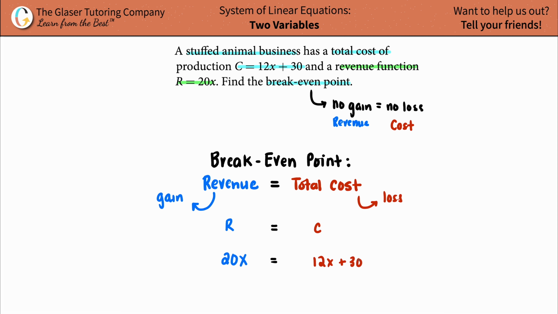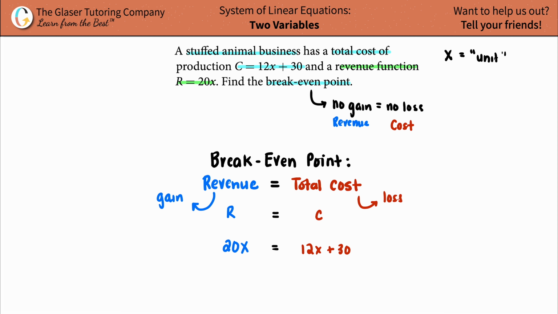And you might be saying, well, what is the x here, right? They don't really say what the x's are. But you're running a stuffed animal business. So usually when we're talking about business, the x value or the variable is always going to be what they call a unit. Unit sold. It's basically your product. So in essence, in here, our unit is going to be a stuffed animal.